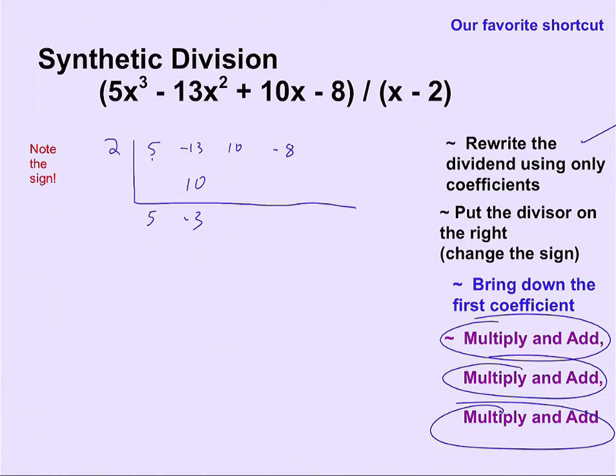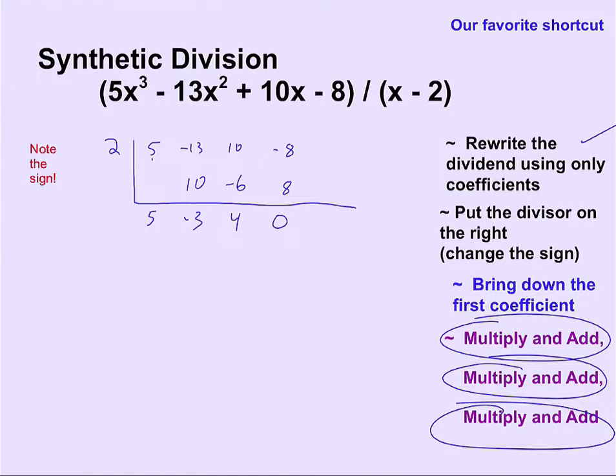And then I'm going to repeat. Multiply. 2 times negative 3 is negative 6. And then add down the column. 10 and negative 6 is positive 4. Multiply. 2 times 4 is 8. And add negative 8 and 8, which is 0. I'm done. That's it. That's my answer.